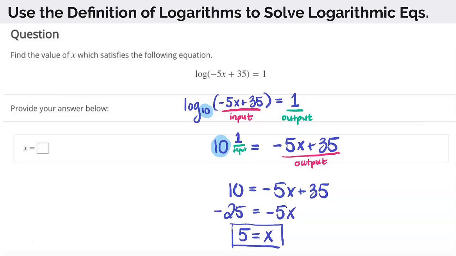And the last thing we should do before we enter this answer is just check and make sure that it's not extraneous. Because remember, with these logarithmic functions, we have a restricted domain. So we should always check and make sure that this is a legitimate input. But if we were to plug in 5 here, we would get negative 25 plus 35. That is positive, so it's in the domain of the log, which is all numbers greater than 0. So we can go ahead and enter that answer.